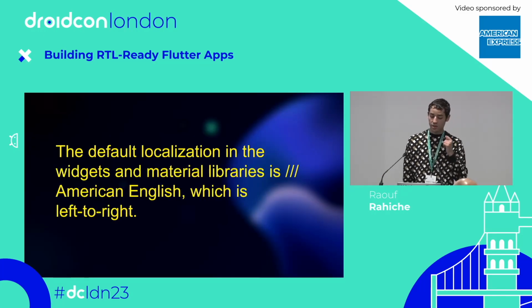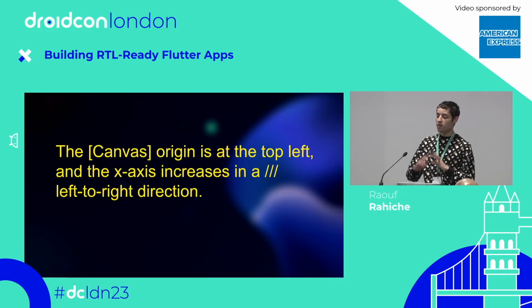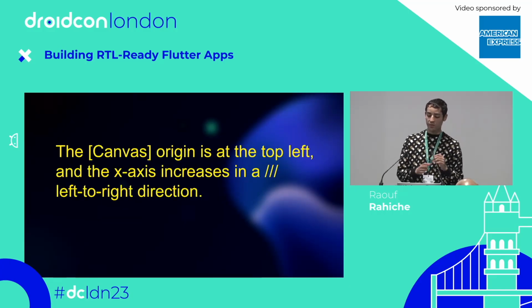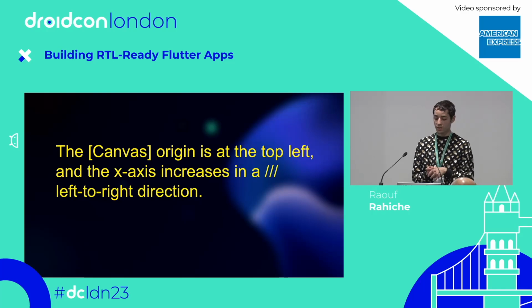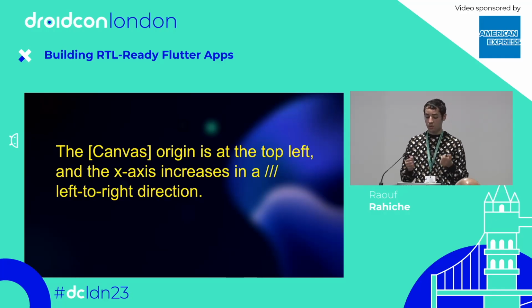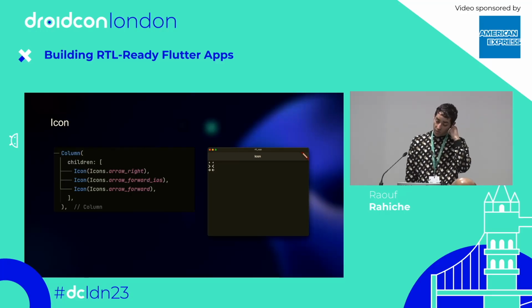So the default localization is American English, as I said, but that doesn't change everything going from left to right. There will be some exceptions. For example, the canvas: most of the time we do some math, and the math for that is not going to change from right to left in that case. These are some examples where you will need to take a careful look.